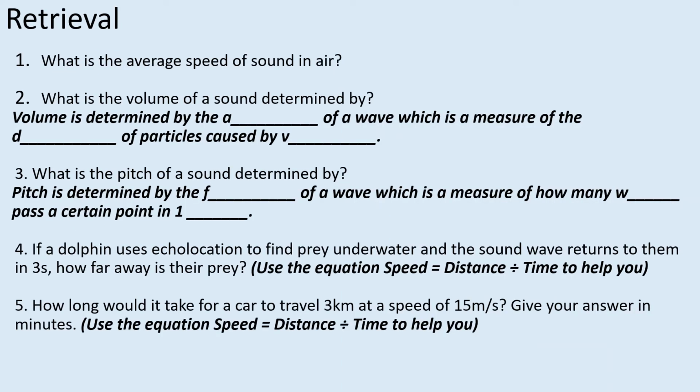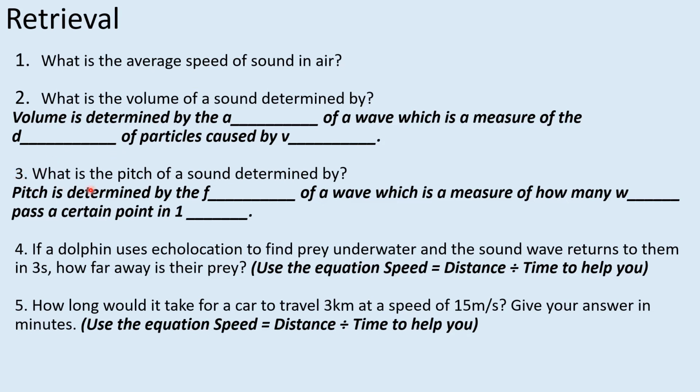Okay, so let's do a quick retrieval activity. So this is based off previous lessons. So we've got, what is the average speed of sound in air? What is the volume of sound determined by? And then you've got this sentence starter here, so just fill in the gaps. So volume is determined by the something of a wave, which is then a measure of the something of particles caused by something.